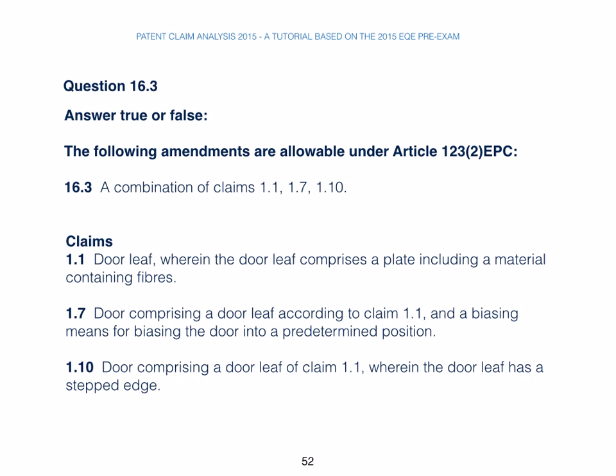Here it's the same question, and the combination of claims is 1.1, 1.7 and 1.10. Is it allowable to combine these claims? 1.7 is a biasing means for biasing the door into a predetermined position. That is a generic definition of the biasing means. And 1.10 is the stepped edge. Obviously, there must be some difference with the previous question. So make up your mind and we'll turn to 16.4.